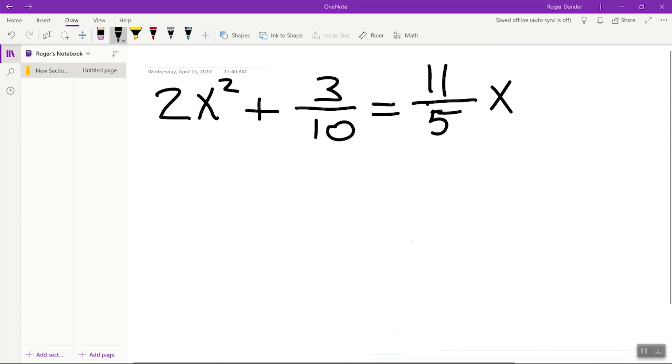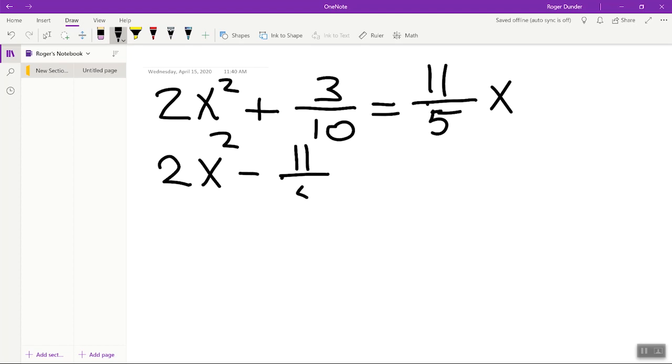Okay, here's a problem that looks a little more exciting. It's got some fractions. But fractions are just numbers like everything else, so let's work with them and solve this. Now, you remember the steps. Step number 1, constants on the right, variables on the left. So this then will become 2x squared minus 11 over 5x equals minus 3 over 10. So we take the 3 over 10 to the right, the 11 over 5x to the left.